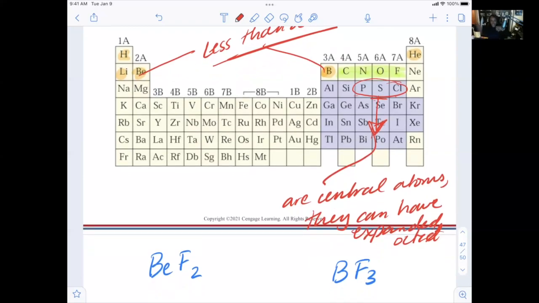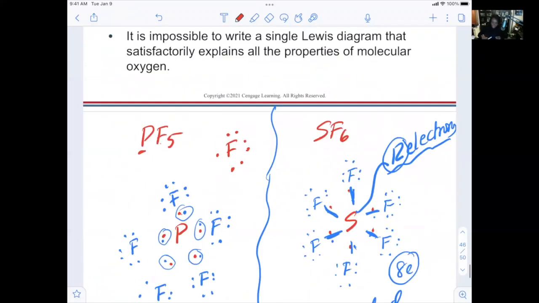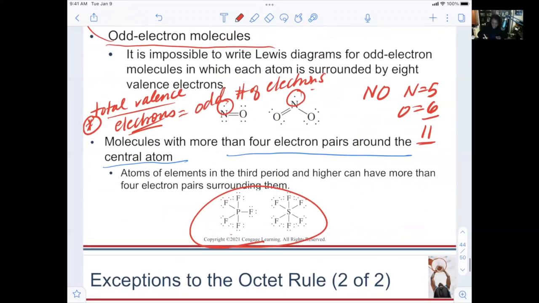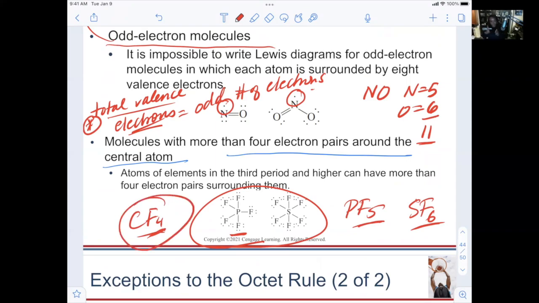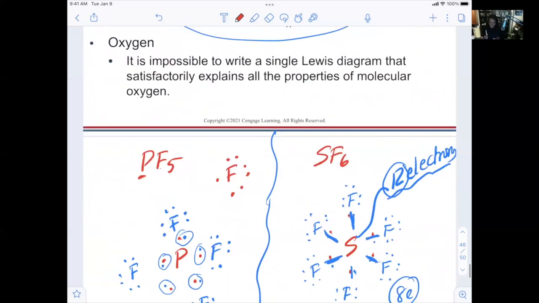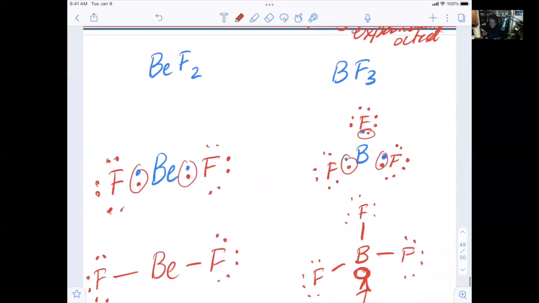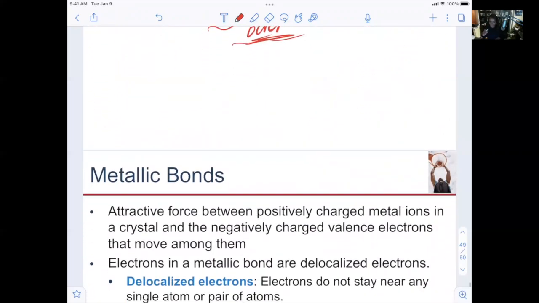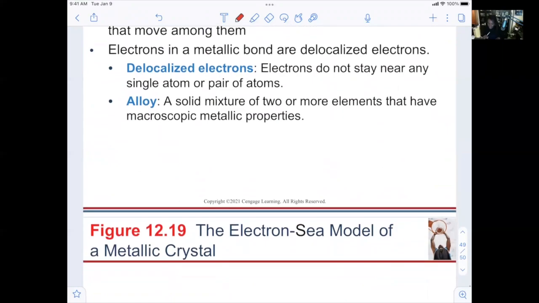In the majors class, we tend to look at that more deeply, and they have to memorize more. But you want to be aware that if the number on the right is anything more than 4, like PF5 or SF6, this is going to be expanded octet. If it was CF4, this is just right at octet because you have 4 groups and they'll form 4 single bonds. But 5 and 6 is way beyond octet. So that's the easiest way to tell at your level, from the formula alone, what is octet and what's less than octet. Okay, we're close to the end.